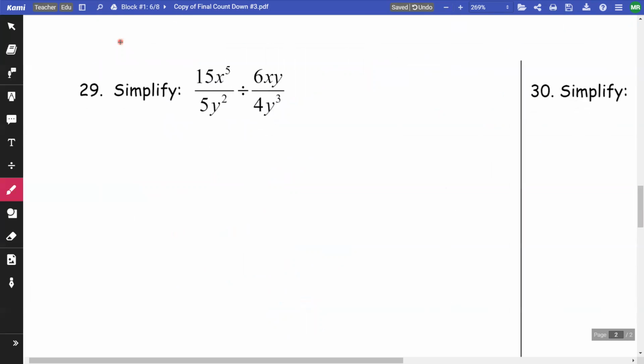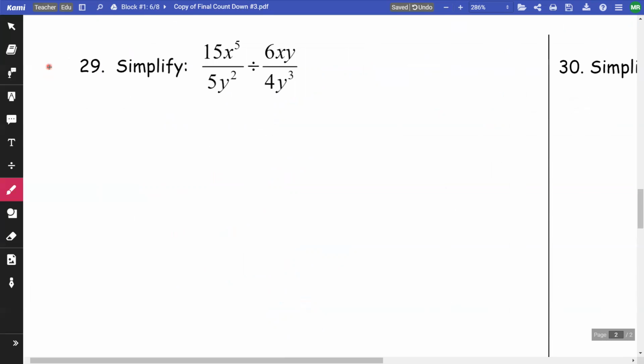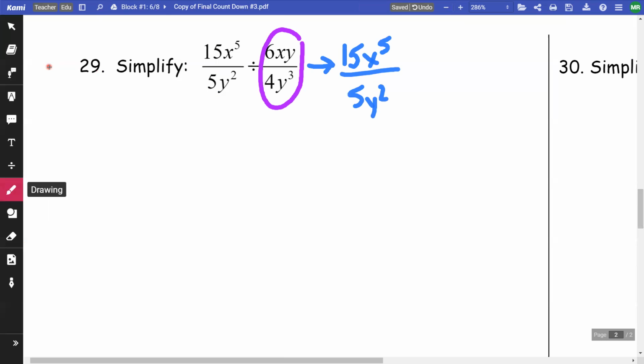Okay, so this is our chapter 11 information of our rational expressions. So this one is kind of more like laws of exponents, okay? So when you're multiplying or dividing fractions, you do not need to get a common denominator. So I'm going to rewrite this 15x to the 5th, 5y to the 2nd. And when I divide by a fraction, I can multiply by the reciprocal.